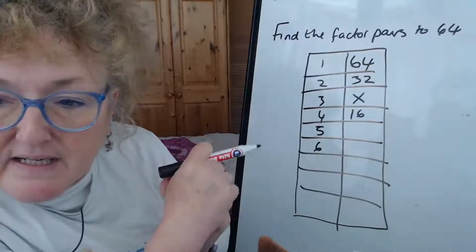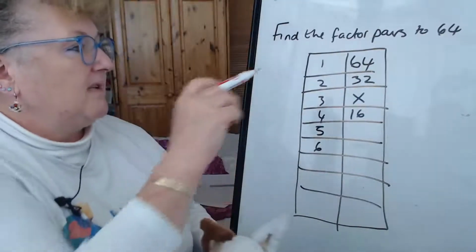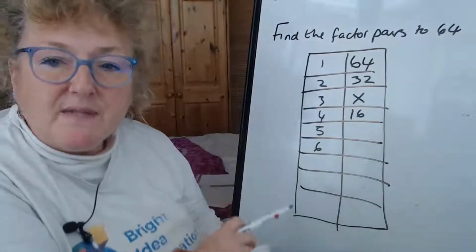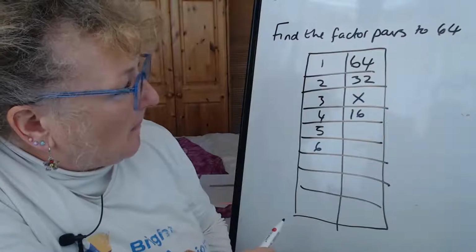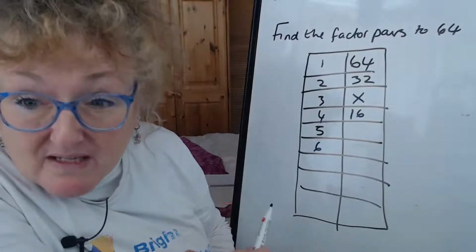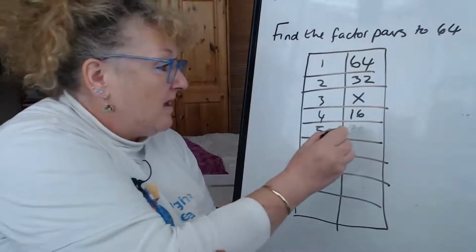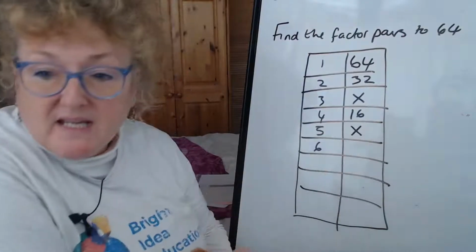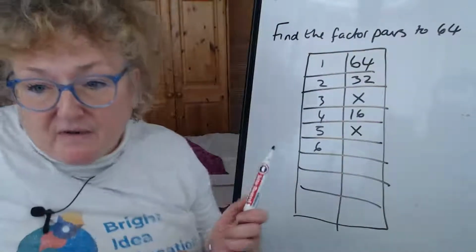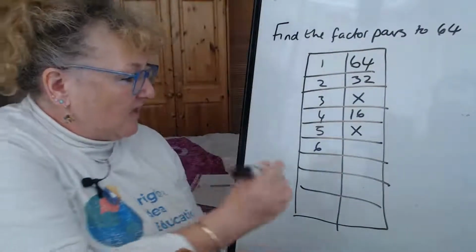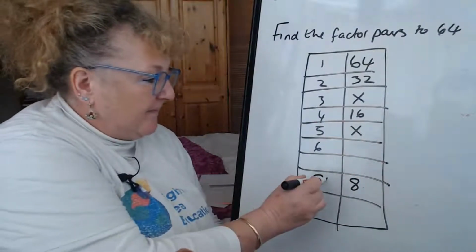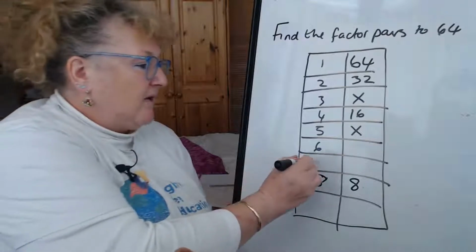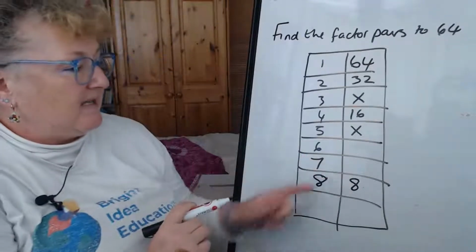5, does 5 go into 64? Is 64 in the 5 times table? Is 64 a multiple of 5? Well, all multiples of 5 end in 0 or 5, don't they? So we know that's not. No. Does 6 go into 64? Oh, somebody's got down to the square number, the factor pair. So we know that's when we're going to end. We're going to end at 8.